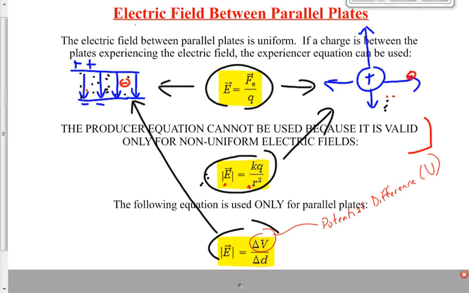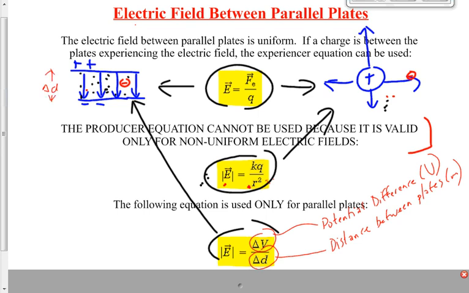Delta D, that's not the distance from one of the plates. If we're going to use the distance from one of the plates, then we might as well use this equation. If the distance from one of the plates changed the value of the electric field strength, then it wouldn't be a uniform field. It would be a non-uniform field. So the distance between the plates is what we're going to call delta D. And that's going to be measured in meters. So this distance right here, basically.